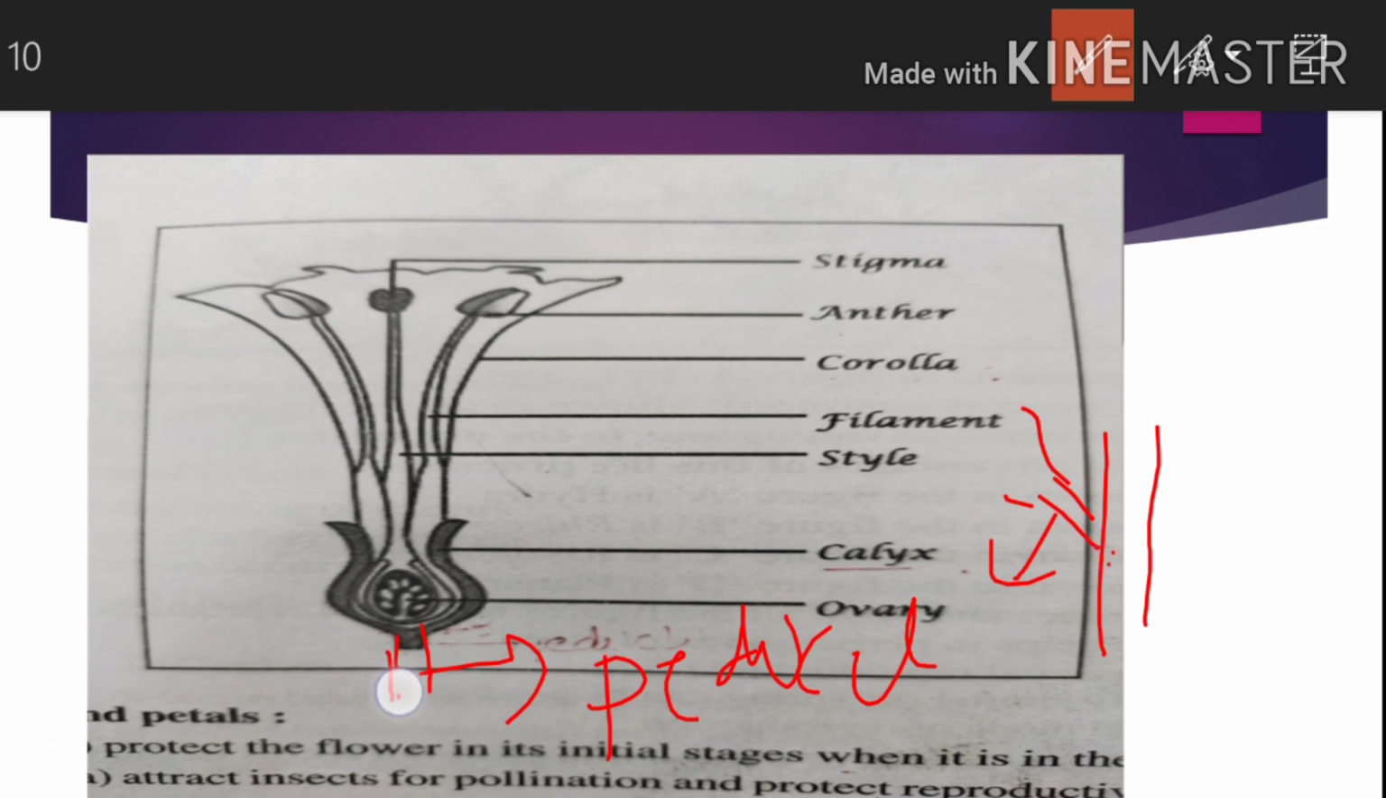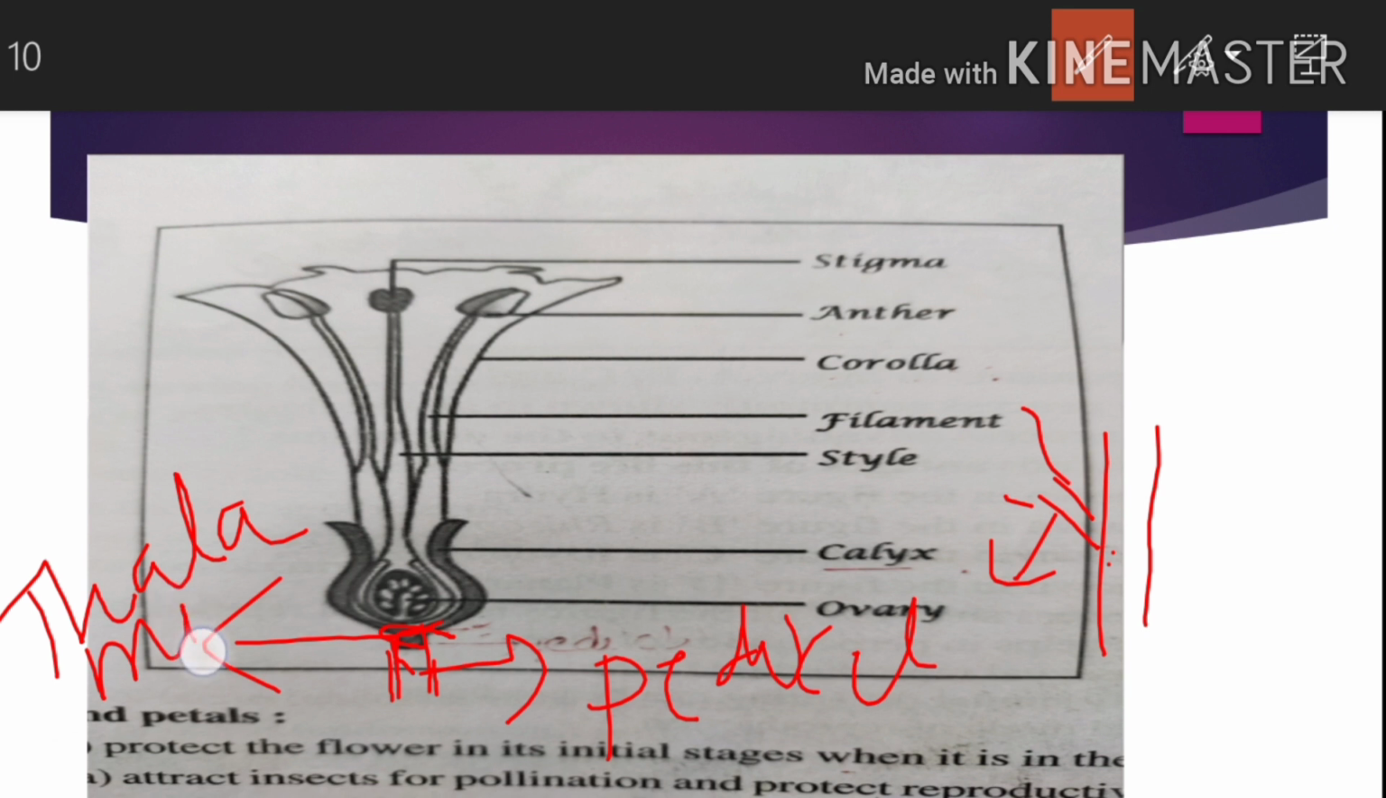The upper part of the pedicel has a swollen part. The swollen part will be called a thalamus. On the thalamus, the flower parts are arranged in 4 whorls. Whorls means circular path. The flower parts are arranged in 4 whorls.